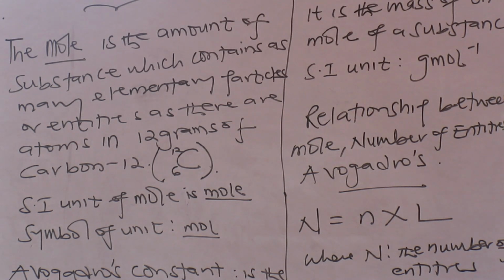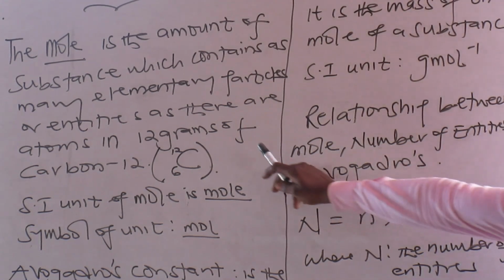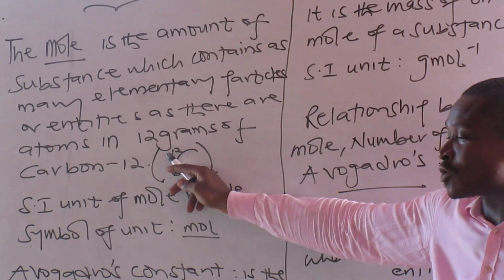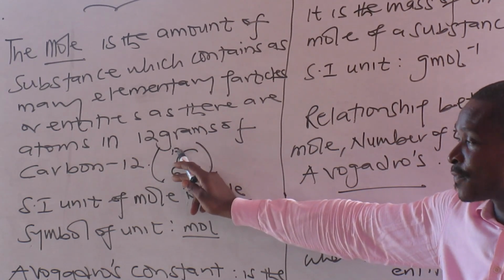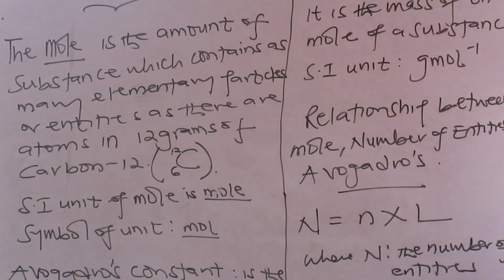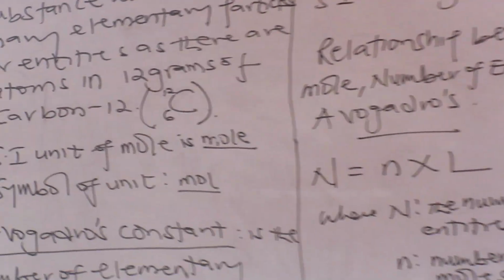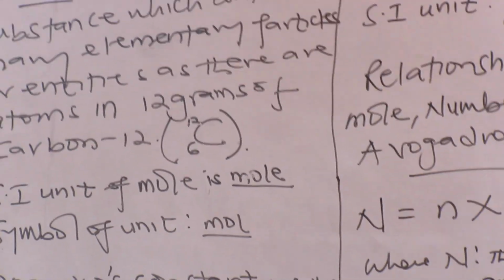It is an amount of substance which contains as many elementary particles or entities as there are atoms in 12 grams of carbon 12. So what does it mean? It means when you break carbon 12, not carbon 14 or carbon 13, the isotopes of it, just carbon 12, and you break it, the number of entities you see inside is equivalent to what we call a mole. That is why the definition is linked to carbon 12.